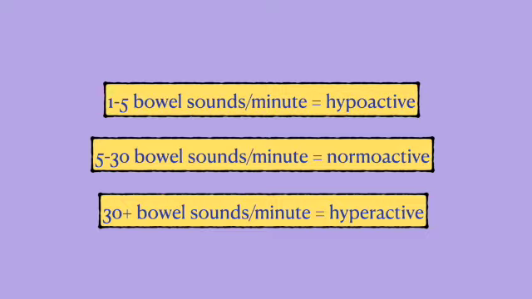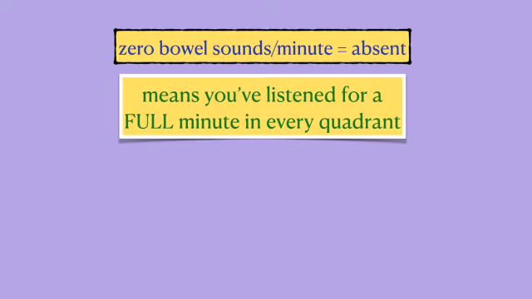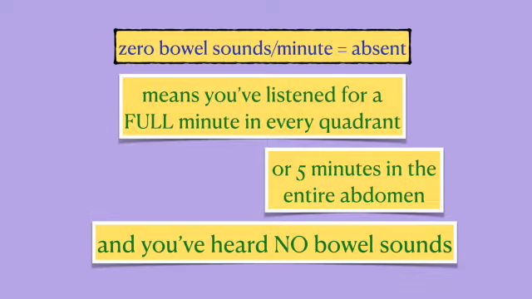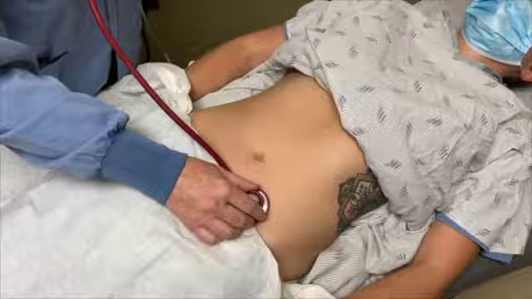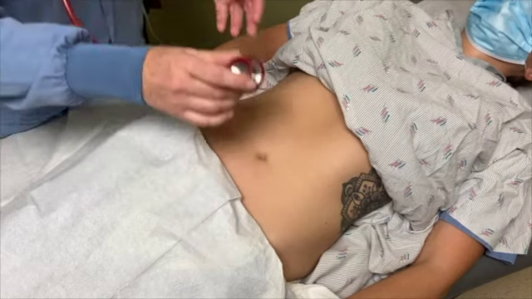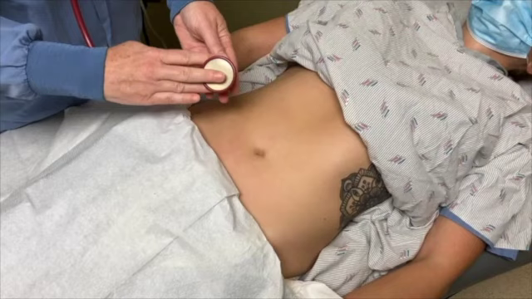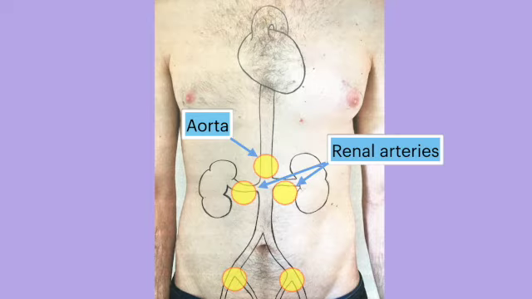What's probably most important is to differentiate between hypoactive bowel sounds and absent bowel sounds. And in order to do that, you're going to need to listen for a full minute in every quadrant before you can decide that that person has absent bowel sounds. If they have just 1 bowel sound in 1 quadrant within a minute, that would still be considered hypoactive, but not absent. Now we're going to use the bell to listen to see if we hear any bruits on the aorta, the renal arteries, or the iliac arteries.